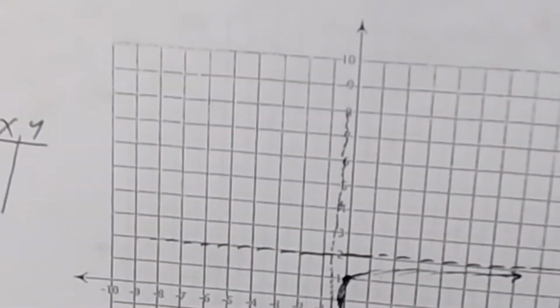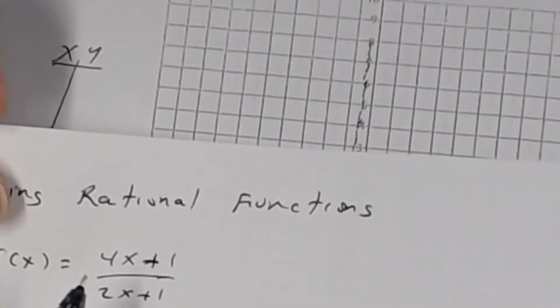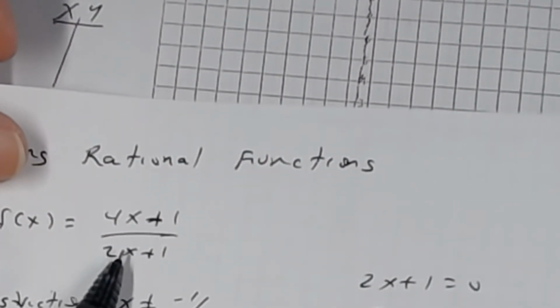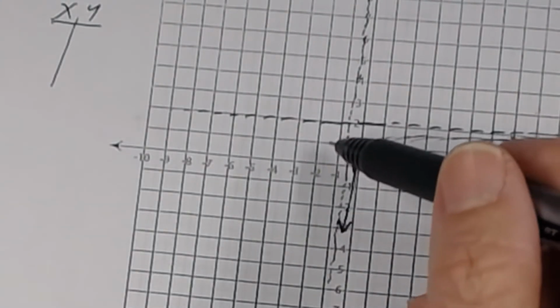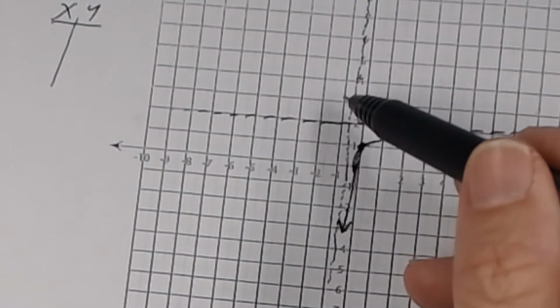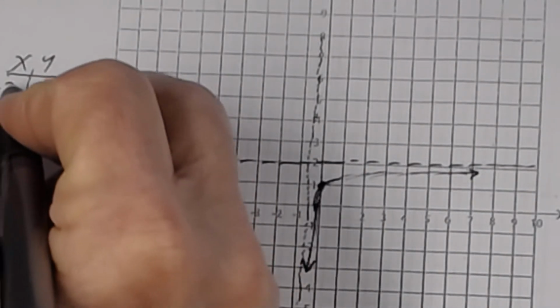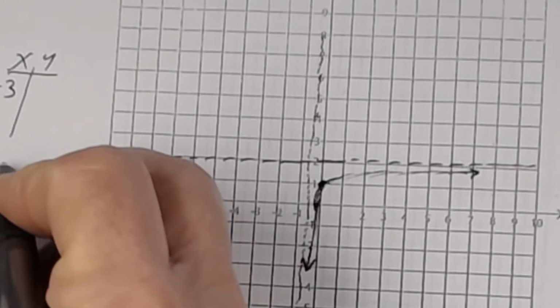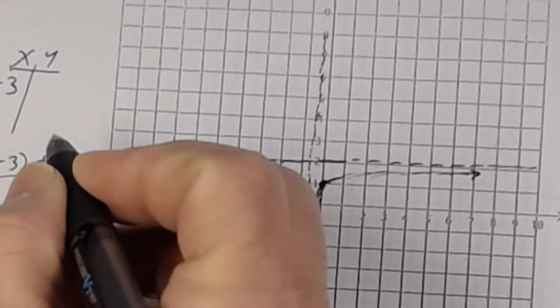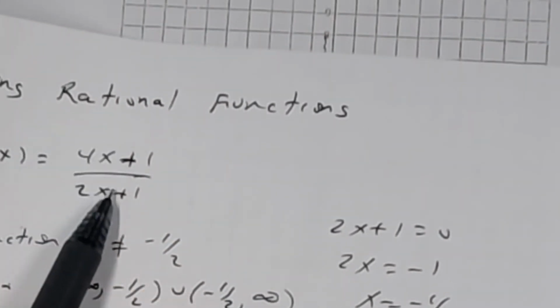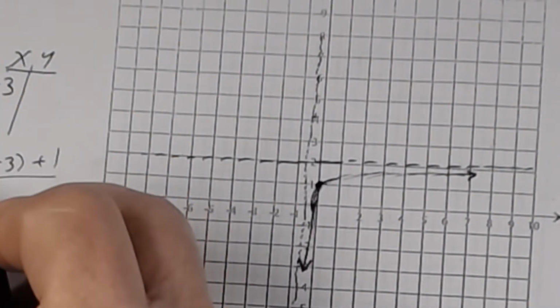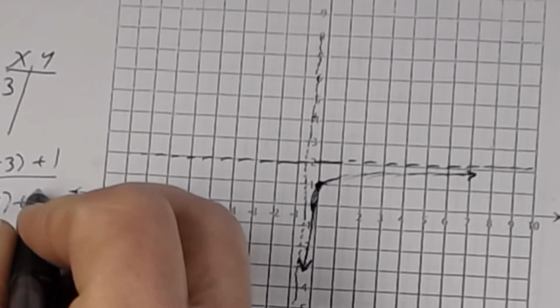So I go back to my function, and wherever we see an x, I plug in negative 3. The reason I didn't want to use negative 1 is because it's too close to the vertical. So I want to use something a little bit further away. If x is negative 3, I get 4 times negative 3 plus 1, divided by 2 times negative 3 plus 1.